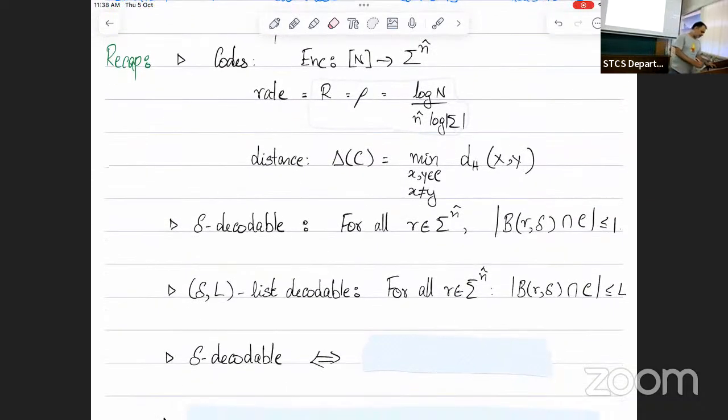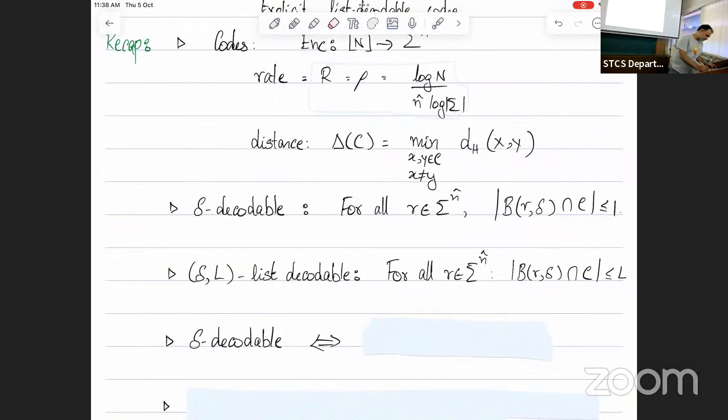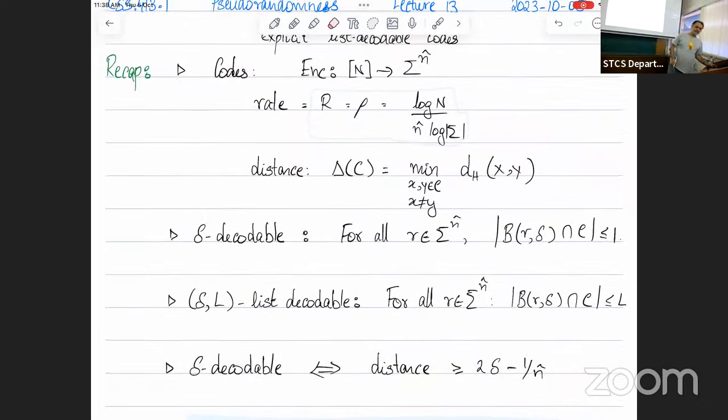Okay. So one of the things that we saw last time was that something being delta decodable was purely a function of the minimum distance of your code. If your minimum distance was at least 2 delta, roughly, because of this strict greater than sort of stuff, this immediately tells you that your code is delta decodable.